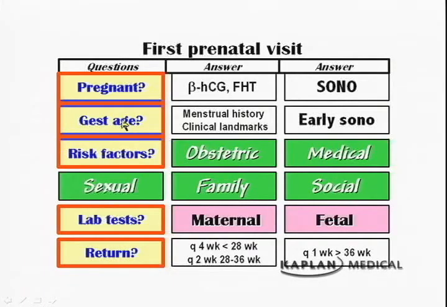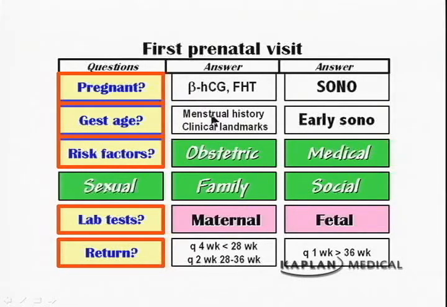Now I like to use an ultrasound because it not only tells us that there is in fact an intrauterine pregnancy, it tells us what is the gestational age, and it also tells us how many fetuses there are. Gestational age will be another issue that we're going to deal with the first prenatal visit. The most common method of assessing gestational age is by menstrual history.